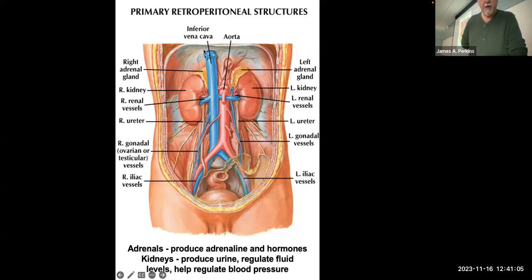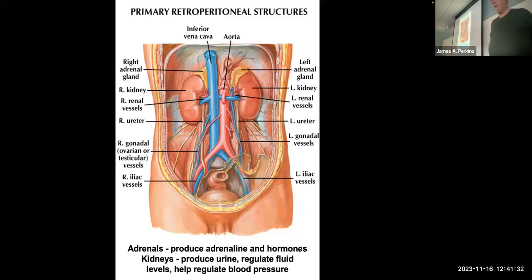Some of the other structures back here, of course, we've got the kidneys, which you looked at in lab on Tuesday. The kidneys are a little bit different from one another. They're roughly the same size and shape, but oftentimes the left kidney is a teeny bit bigger than the right one, simply because a lot of room on the right side of the body is occupied by the liver, so there's just a little bit less room for the right kidney.